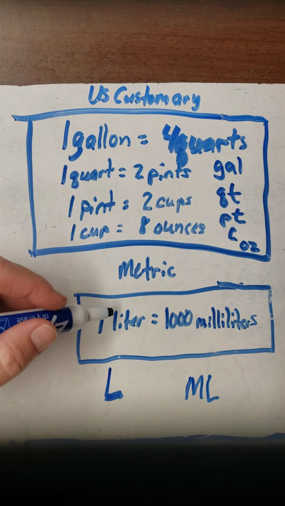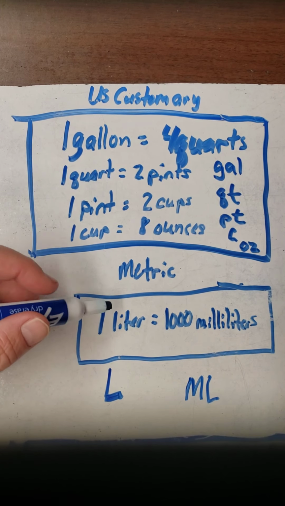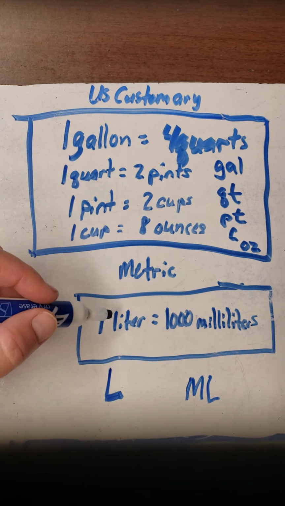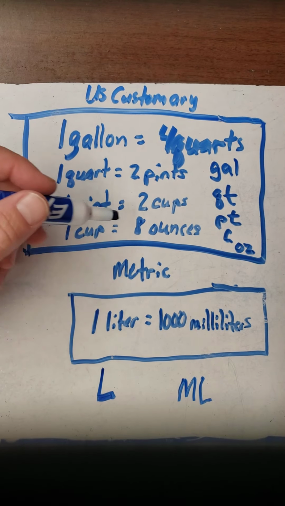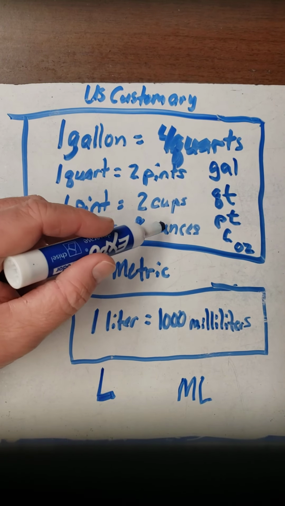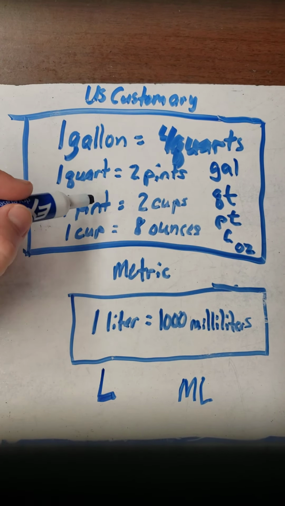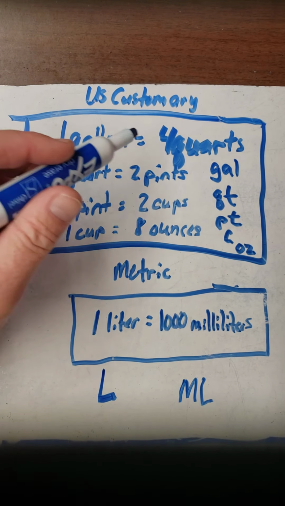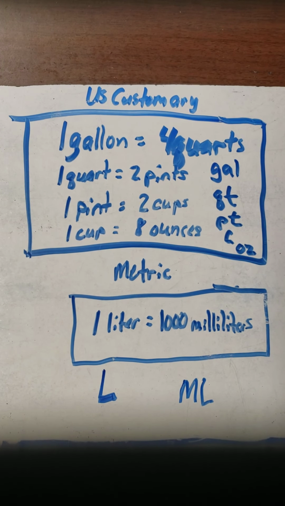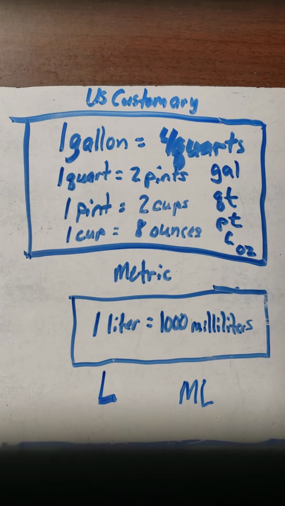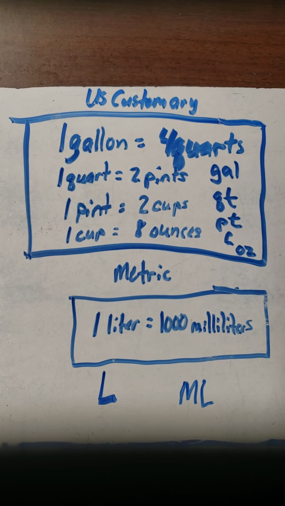okay? So 1 liter equals 1,000 milliliters. That means milliliters are smaller than liters. And same thing up here with the U.S. customary. Ounces are smaller than cups, cups are smaller than pints, pints are smaller than quarts, and quarts are smaller than gallons. Okay?